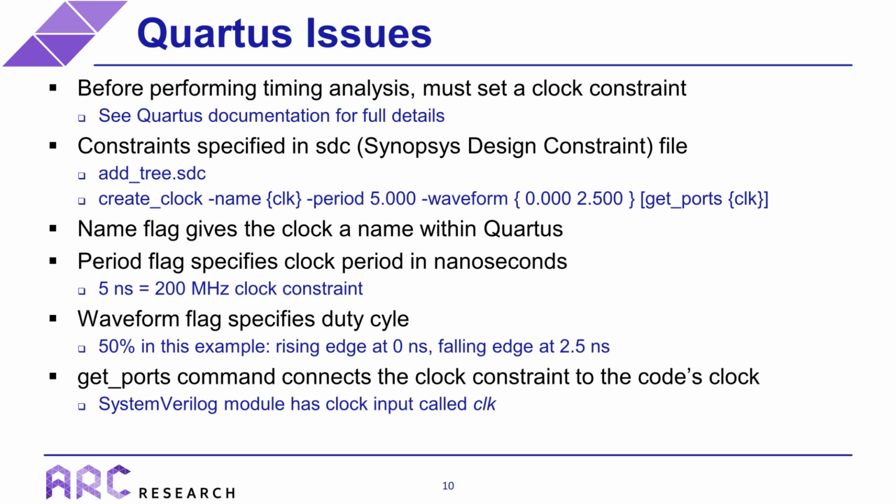So here, this clock constraint has a 5 nanosecond period, which means we want a 200 megahertz clock. The waveform flag lets you specify the rising and falling edge times so that you can control the duty cycle, which in this case is 50%. The get ports command is what connects this constraint to some signal in your code. In this case, we specify clock or CLK because that was the name of the clock signal that we used in the System Verilog module that we are working with. So this name has to match the name of your clock signal in your code.